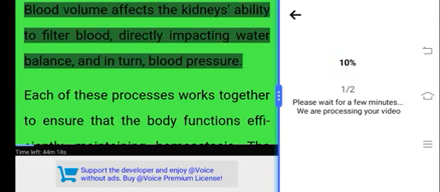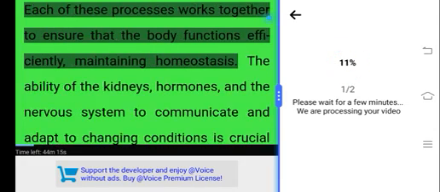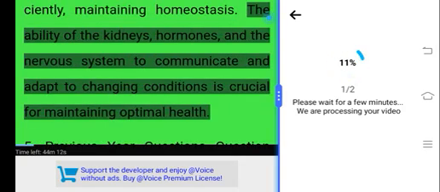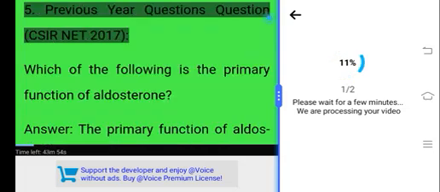Blood volume affects the kidney's ability to filter blood, directly impacting water balance, and in turn, blood pressure. Each of these processes works together to ensure that the body functions efficiently, maintaining homeostasis. The ability of the kidneys, hormones, and the nervous system to communicate and adapt to changing conditions is crucial for maintaining optimal health. 5. Previous year questions.